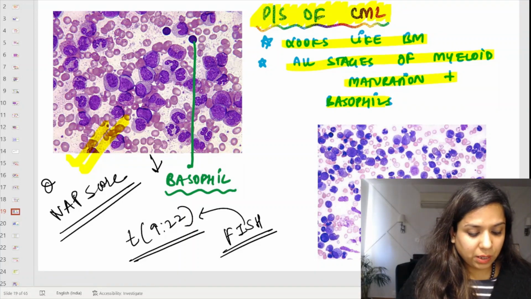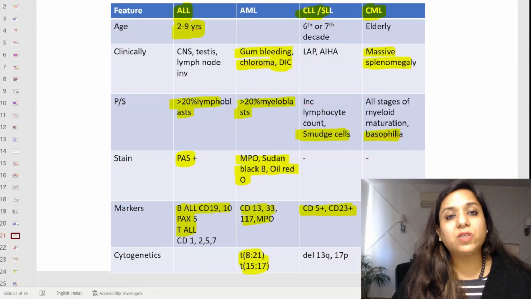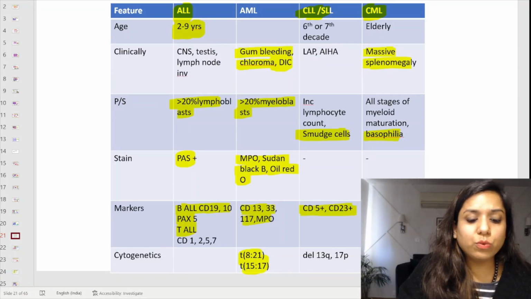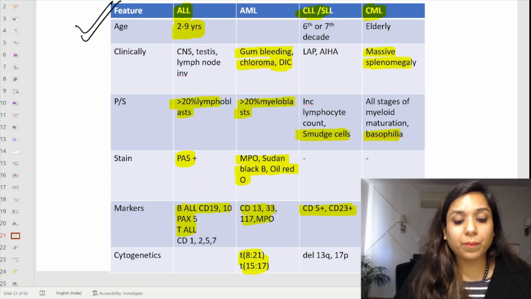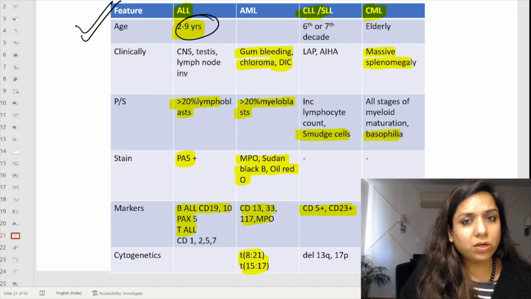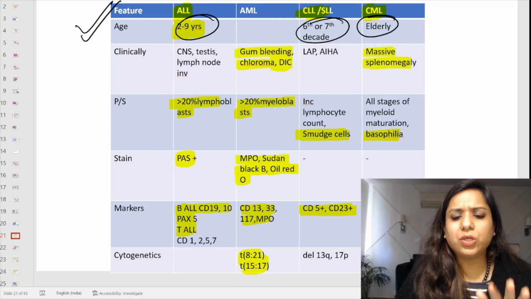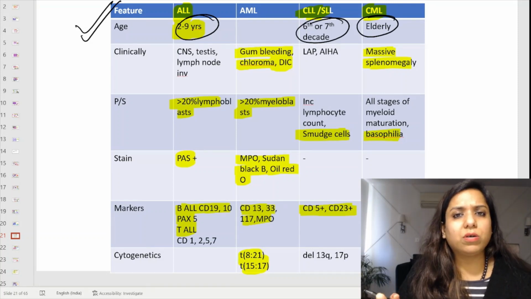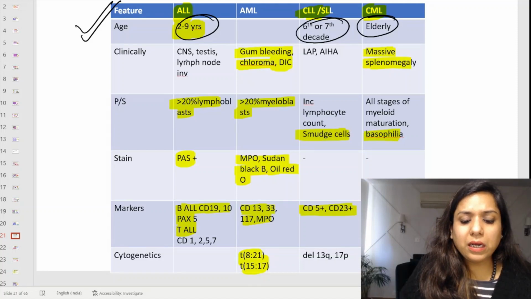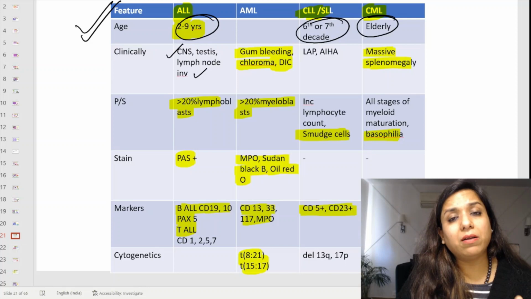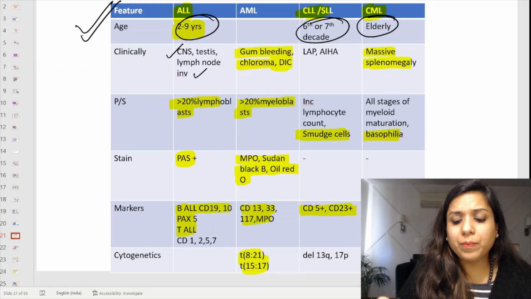Clear? Let's move to the table which I have created for all of you students so that you do not get confused in a question of leukemia. ALL, children, CLL 70 years, CML middle age to elderly, AML also middle age to elderly, any age, right? Clinically, ALL might show CNS, testis, lymph node involvement, can have pallor, fatigue, hepatosplenomegaly.